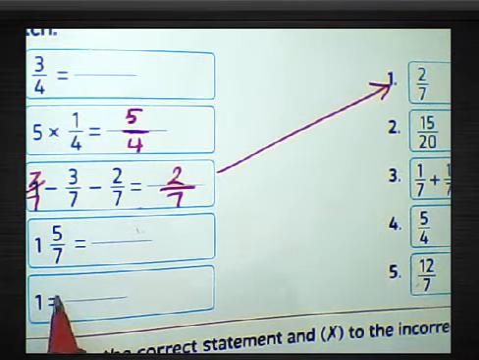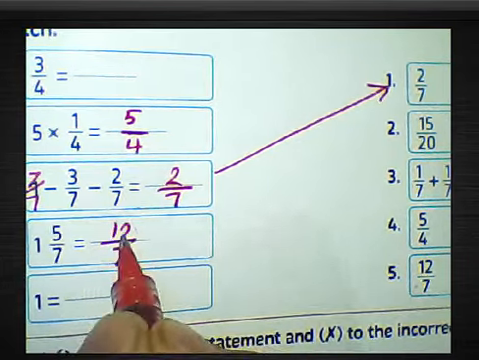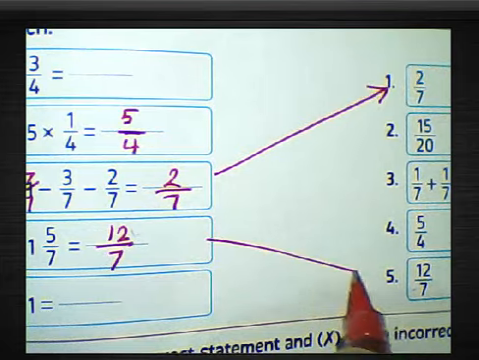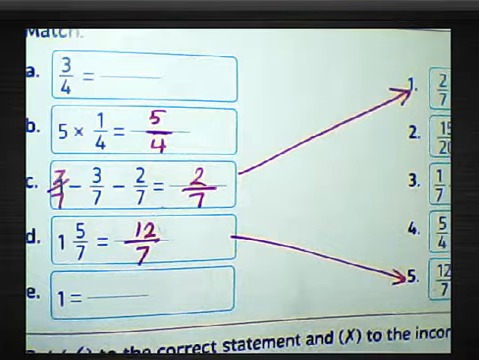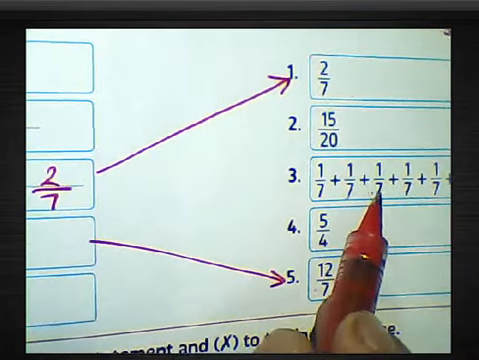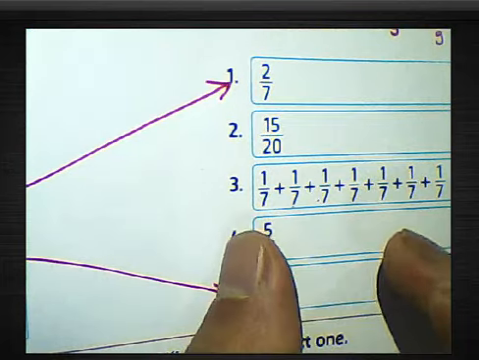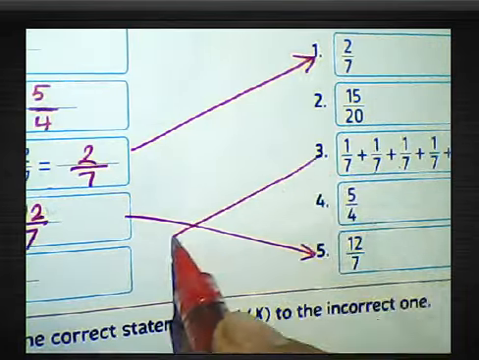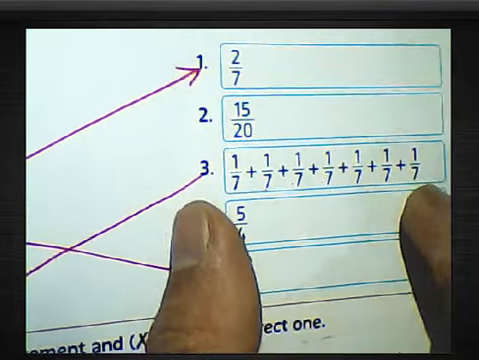And 1 and 5 over 7, we can convert, with 7 in the denominator. 1 times 7, 7 plus 5 equals 12. And the whole number here will be 1, 2, 3, 4, 5, 6, 7. It's a whole number, 7 sevenths, okay? 7 sevenths equals 1. We must choose number 3. It will be 1. 1 equals all these fractions.